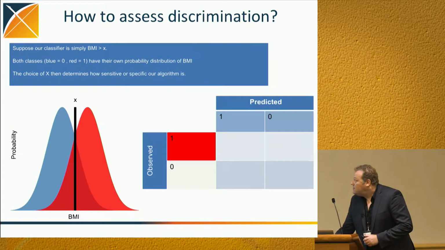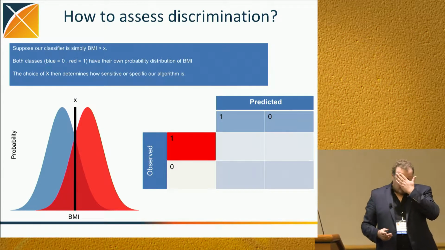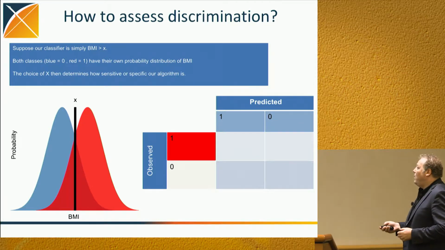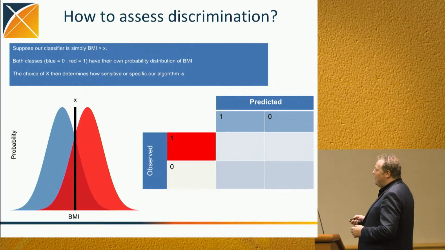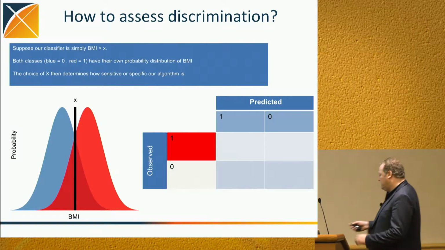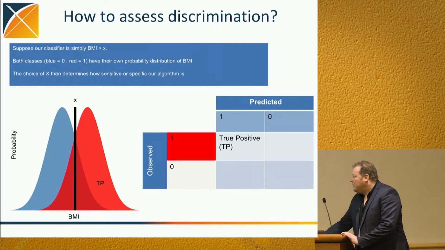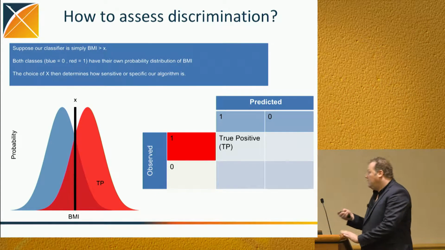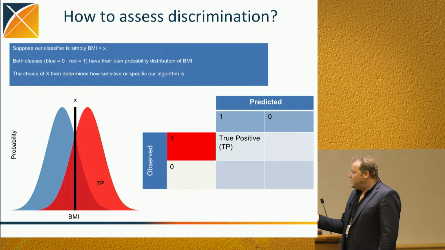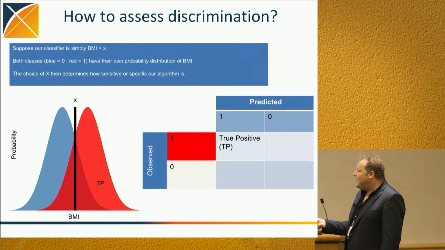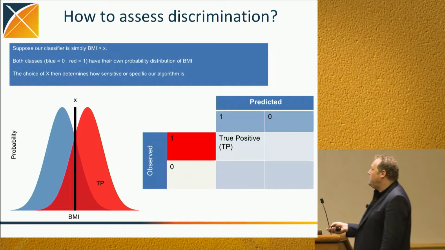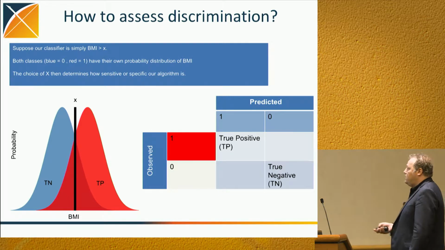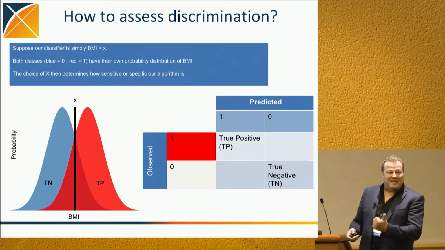Let me move this. So we can create a simple table where we have the people that are predicted to have the outcome here and the people that are observed to have the outcome on the y-axis. We can simply see that the true positives are the ones on the right of the line because they actually got the outcome, and because we say people above this level are going to get the outcome, we have made the correct prediction. So these are the true positives. The true negatives are the ones on the left that indeed did not get the outcome.